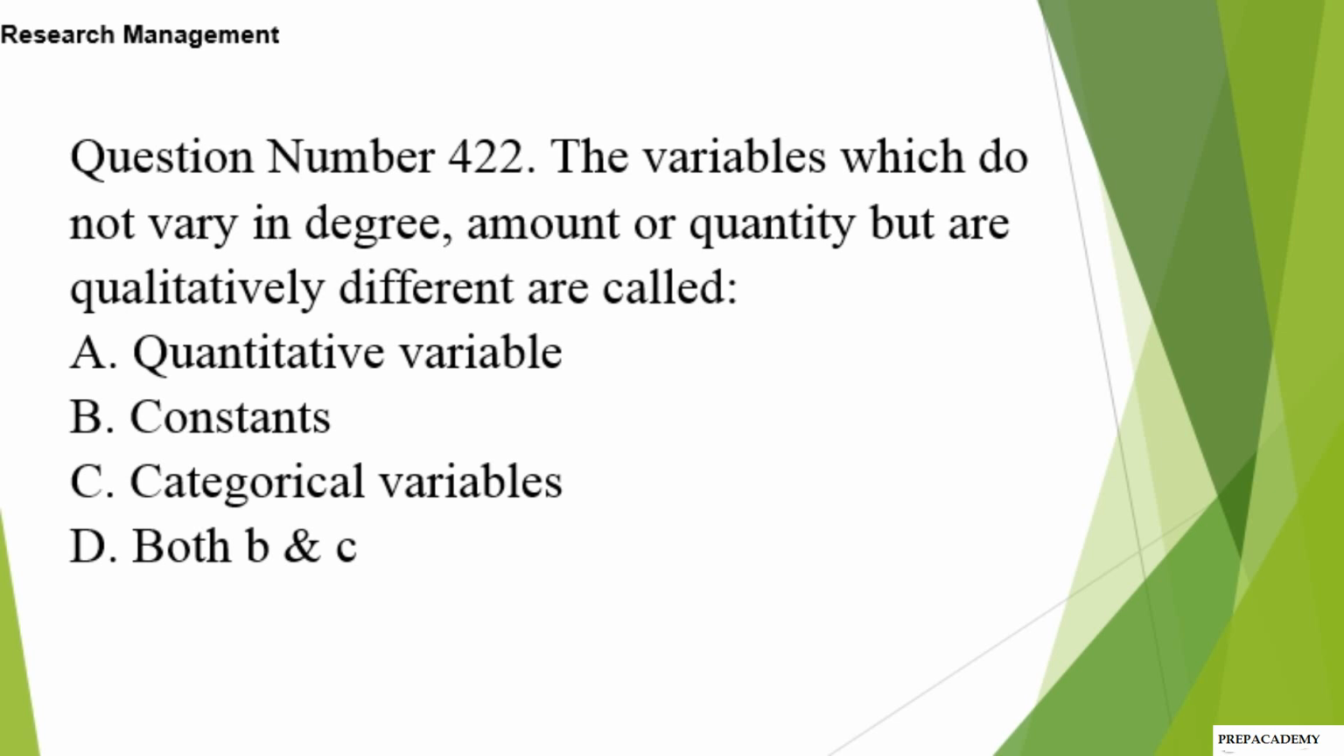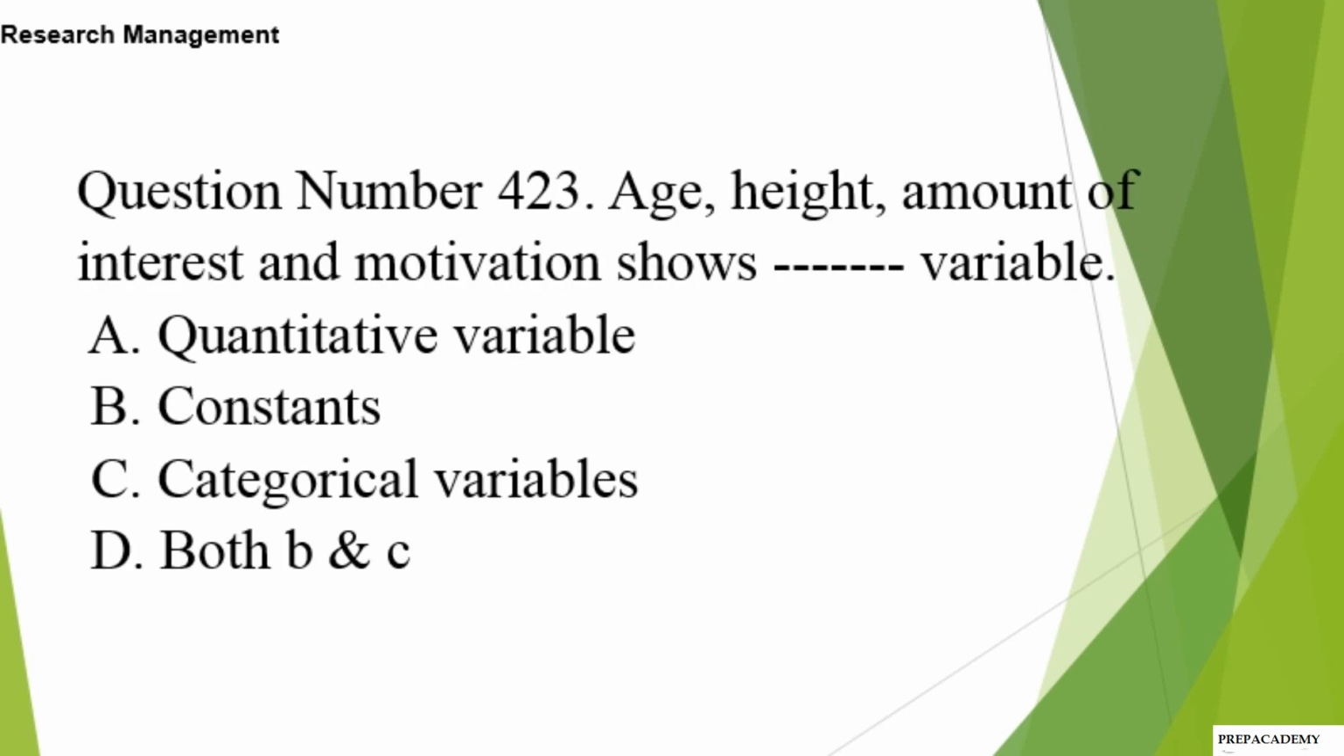Categorical variables. Question number 423. Age, height, amount of interest and motivation shows variable. A. Quantitative variable. B. Constants. C. Categorical variables. D. Both B and C. The correct answer is option A.